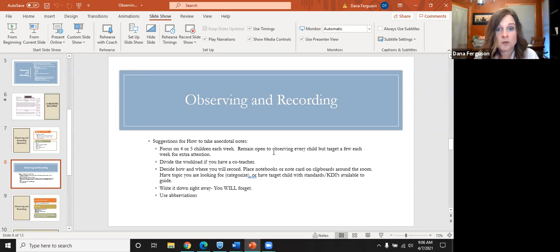So you might have a topic you're looking for, especially if you have a purposeful small group or large group time planned, then you are probably looking for a specific skill at that time. Or maybe you're going to target a certain child with the standards at that time. So just have that in your mind, have that ready, be looking for that. And then write it down right away. Please have those materials available and handy. I know you think you won't forget, but you will.